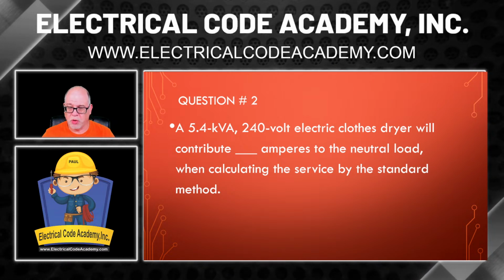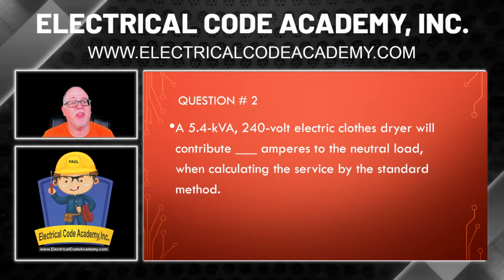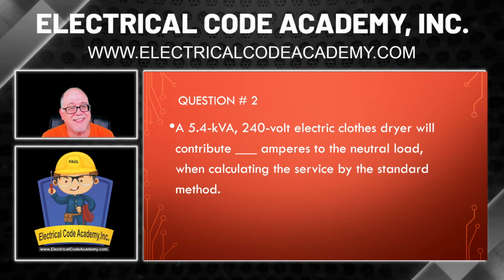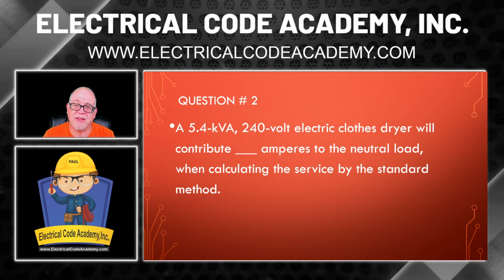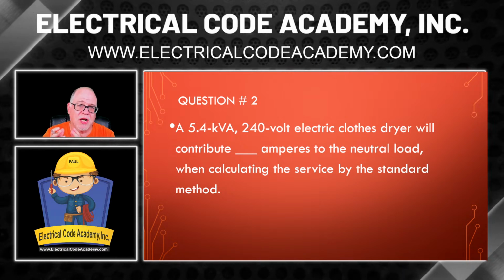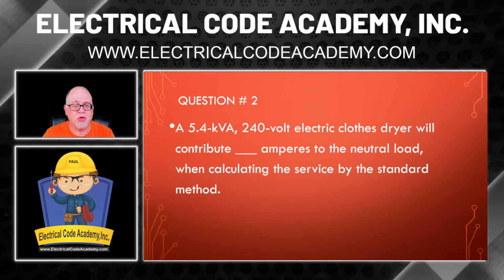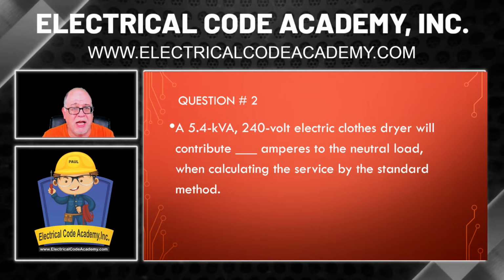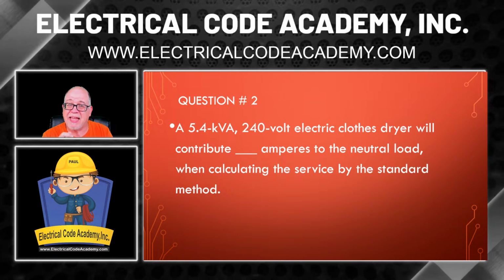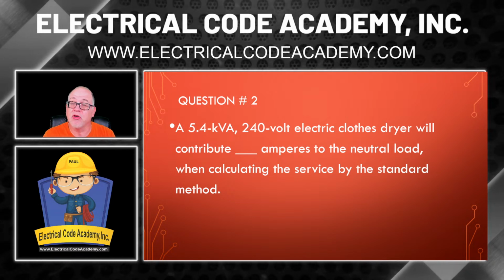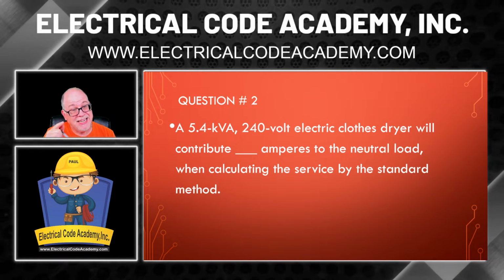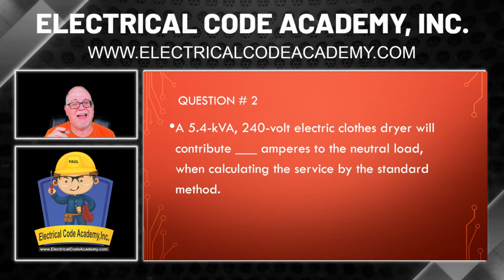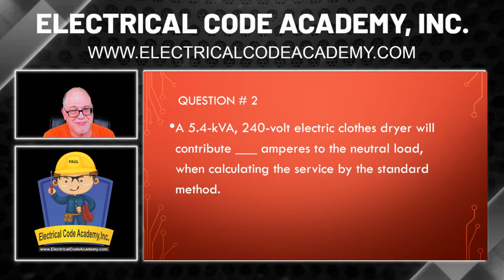So we know that we're going to be deep within part 3 of 220 because that's where the standard method is. We also know that this is asking about neutral contribution, so we know there's rules that have to apply to that as well. And there's a percentage of demand that we can apply to the value in order to get our contribution. But in this one, there's a little more math because we have to get this to amps, right?